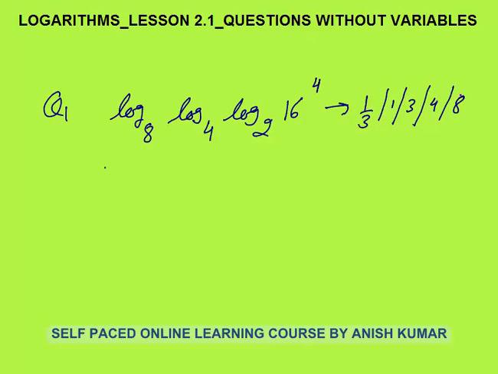Hello, this is Logarithm lesson 2.1. In this, I will continue with questions without variable. The objective of this lesson is that you need to solve the questions in least possible time, and you first try to pause the video, try to solve yourself in least possible time. So let's discuss question number 1.